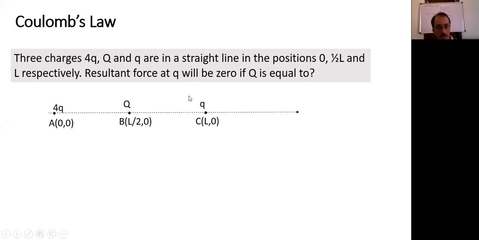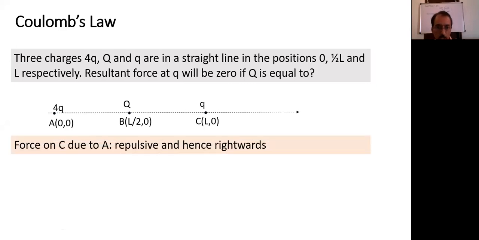These are definitely of the same sign. It doesn't matter whether small q is positive or negative. The force between 4q and small q is definitely repulsive in nature. So it means the force between capital Q and small q has to be attractive. That's how we should think. Rather than getting an answer, first let's think about what is going to happen, and then if you think right, you'll get the answer also.